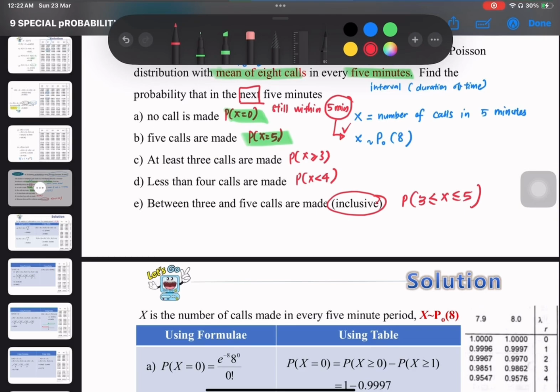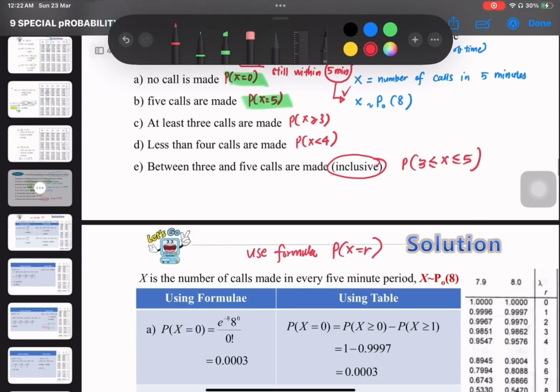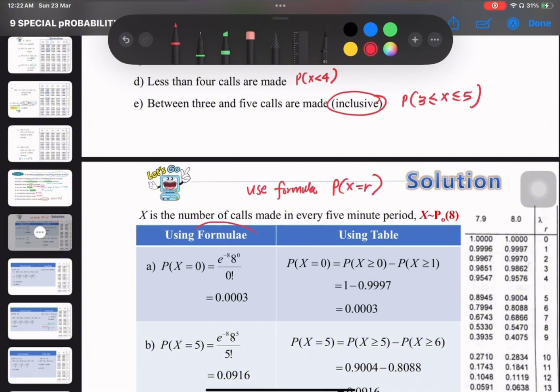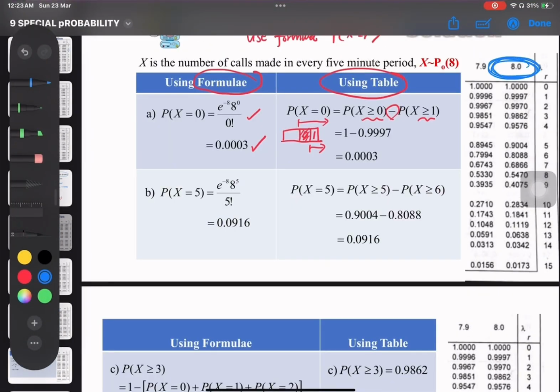So there are two ways. Firstly, we can use the formula, which is probability X equals r, as you can see here. To use a table, you can draw a diagram beside so you can understand more. Here it means X greater or equal to 0 minus X greater or equal to 1. You can look at the table, calculate it and you will get the answer.